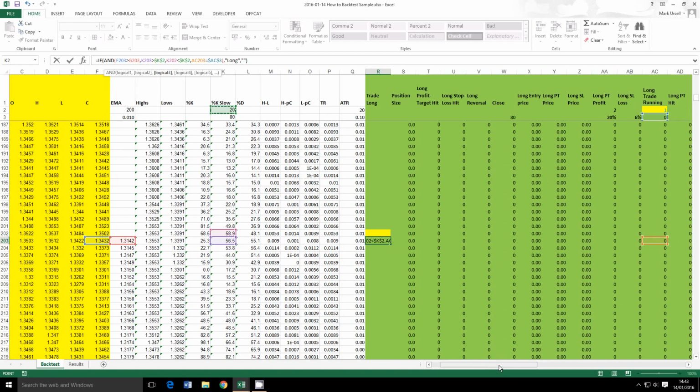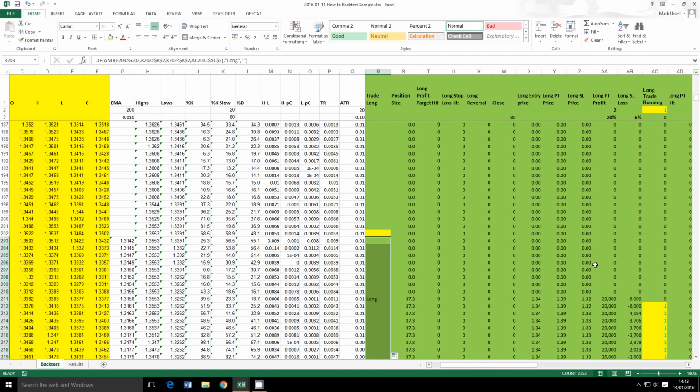Now doing things like this involves a little bit of complexity, and this is why you want a template with certain things always in the same place. In a trade-informed backtest model, this column here signifies that there's a trade already running. If there's a trade already running, we do not want to open a new trade. So this is why we have this final logical statement. Now I can double click on this and it will copy it down all the way below.